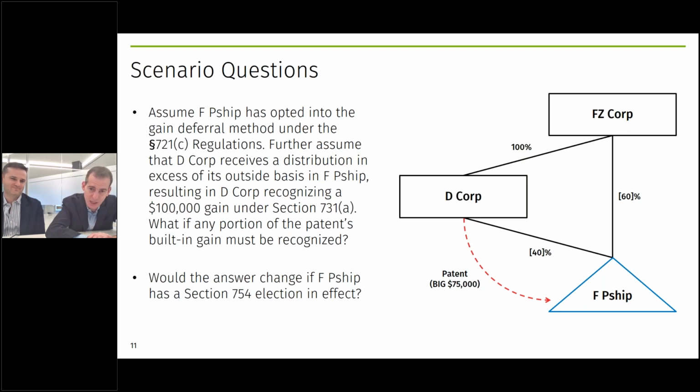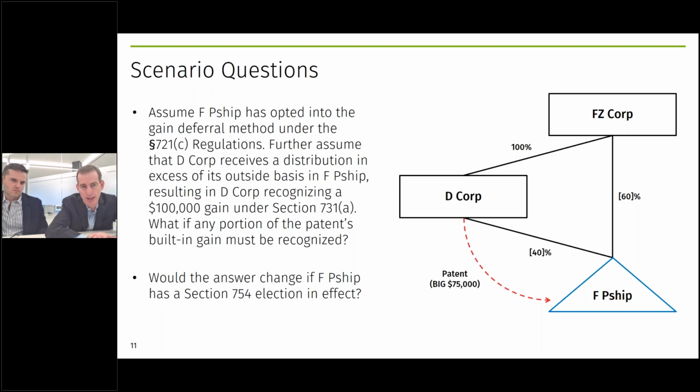And in fact, there's an exception to that being an acceleration event in the regulations. And what the regs say here is that in the first instance you've reduced the inside gain on that patent, and so that's a triggering event, that's an acceleration event. But what would happen is D Corp would have to recognize gains to the extent of that increase in the basis of the patent.